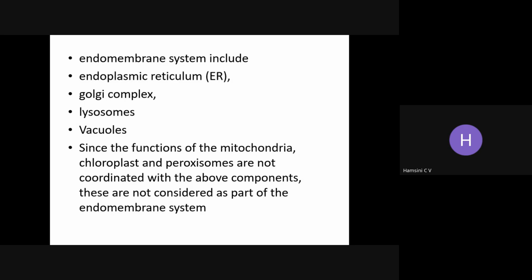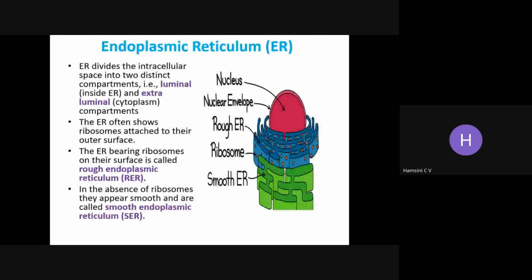Now, coming first to the endoplasmic reticulum. This is the structure of the endoplasmic reticulum. You can see that the endoplasmic reticulum is always attached to the nucleus. In short, it is called ER. No need to write all this. I will tell you only what is important. You can write that.